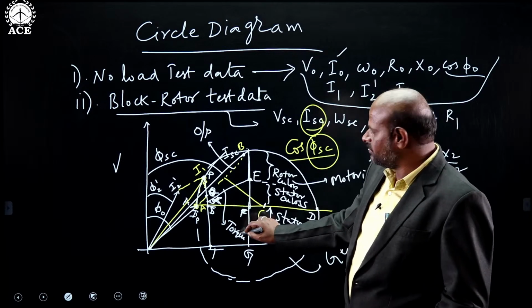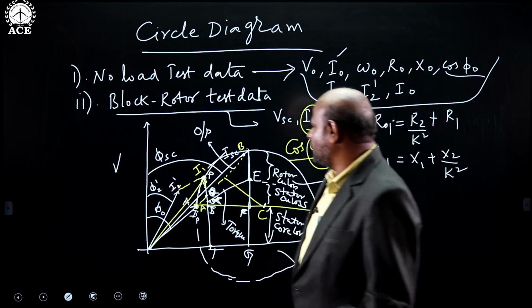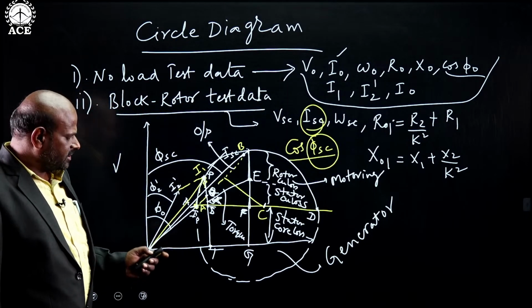Then what is the maximum torque, and at what slip does the maximum torque occur? This data can be calculated by constructing the circle diagram.